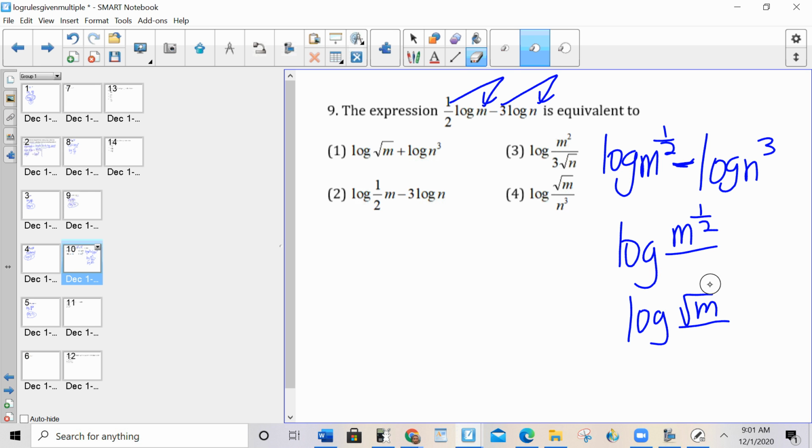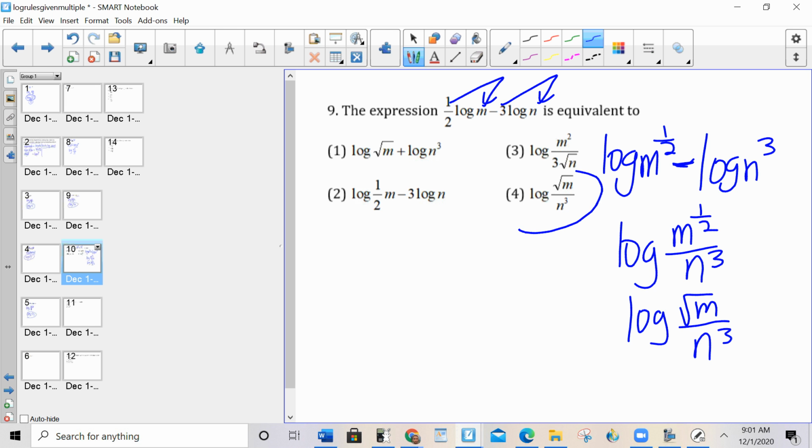Let me just fix that quick. Again, I didn't follow my own rule. When you're combining into a single log, you're writing log once. And that's it. I look for that as my answer, and it is choice 4.